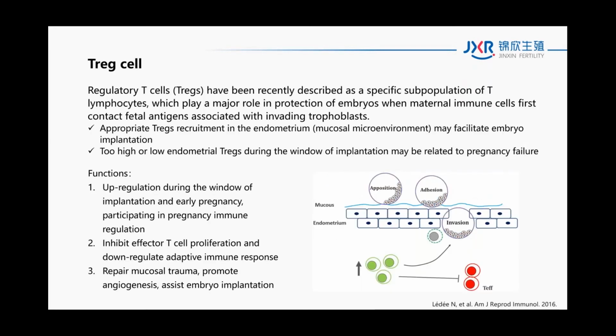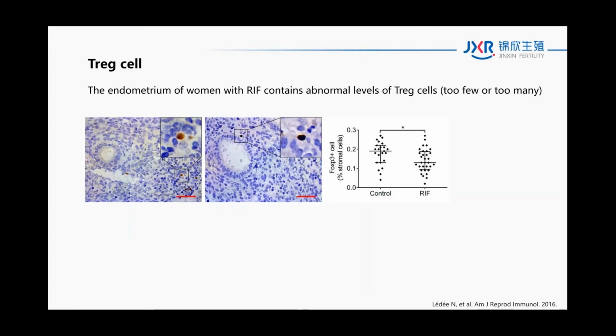The third important type of immune cells is regulatory T cells. Its surface marker is FOXP3, which plays a major role in protecting the embryo when maternal immune cells first contact fetal antigens and associate with invading trophoblasts. Its functions are upregulated during the window of implantation and early pregnancy. It is passive in pregnancy immunoregulation, inhibits effector T cell proliferation, downregulates adaptive immune response, repairs muscular trauma from angiogenesis, and assists embryo implantation. An abnormal level of Treg cells in the endometrium, either too few or too many, may be related to implantation failure.